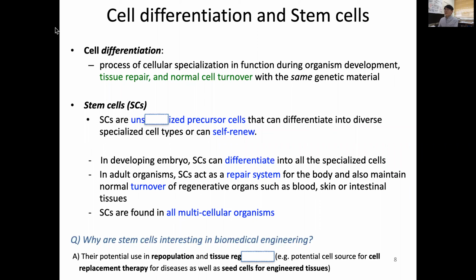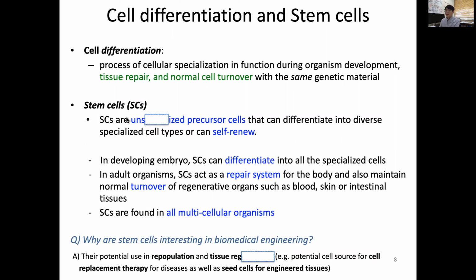So the cells, from the beginning, will differentiate into a terminal state, which is specialized cells. Cell differentiation is a process of cellular specialization in function during organ development, tissue repair, and even normal cell turnover, with the same genetic material. Especially quite recently, stem cells have become of great interest to biomedical engineers.